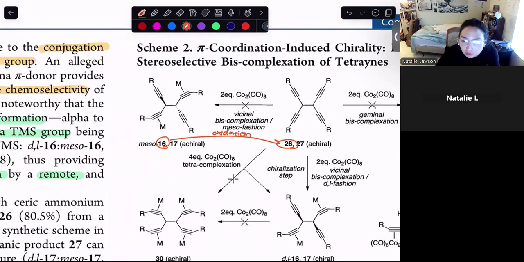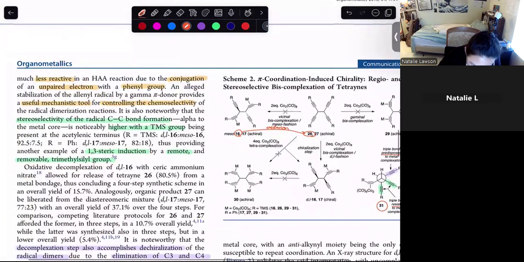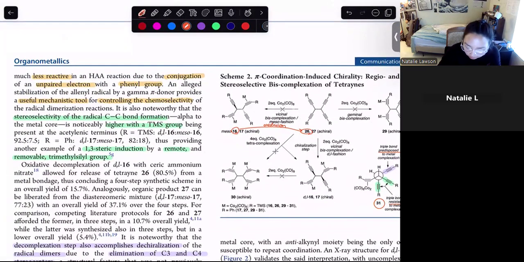It looks like the reaction can't go the other way. And decomplexation means it definitely took off the metal groups. Release of tetraene, 80.5% from a metal bondage. Four-step synthetic scheme in overall yield of 15.7%. Analogously, organic product 27 can be liberated from the diastereomeric mixture with an overall yield of 31% over 4 steps.